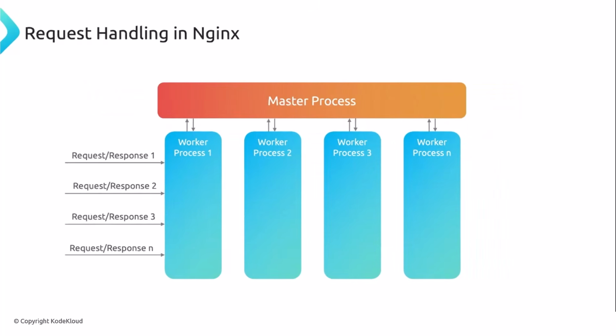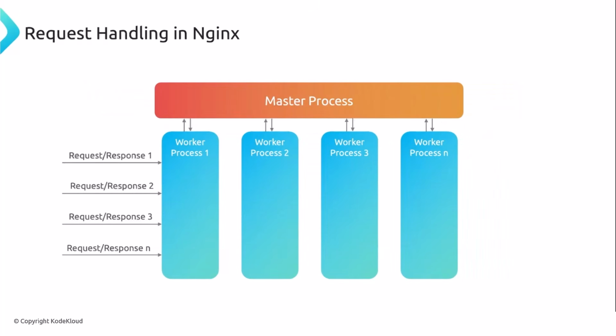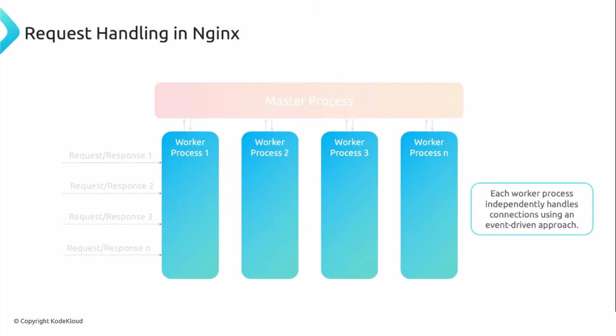smoothly. When it comes to worker processes, each worker process runs independently and handles connections using an event-driven approach, the one that we just talked about. Multiple worker processes allow for parallel handling of requests. So the more workers, the more requests you can handle.